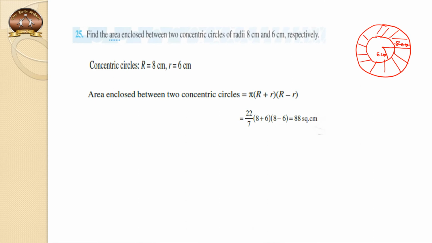So let us take the formula. We know that the area of a circle is given by the formula pi r square. So the area enclosed between the two concentric circles will be given by pi r square, that is, the area of the larger circle minus the area of the smaller circle. When I take pi common, I get pi into capital R square minus r square. And when I substitute the values, I get the answer as 88 square centimeter.